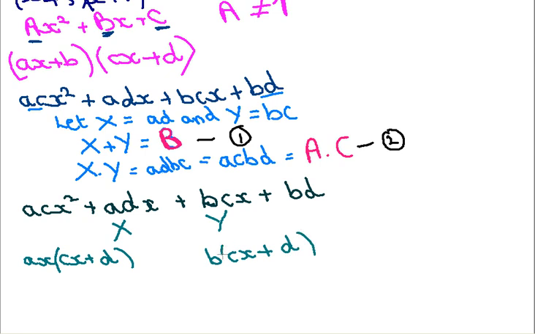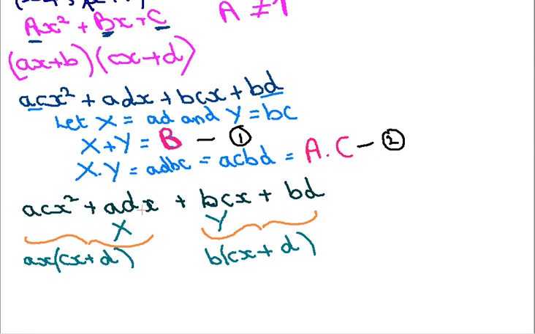And basically what I'm saying there is when you get this group here and this group here, you're going to immediately spot the common factor. So once you've found X and Y, and you've split this up into ADX plus BCX, you've found X and Y from this expression here from equations 1 and 2.